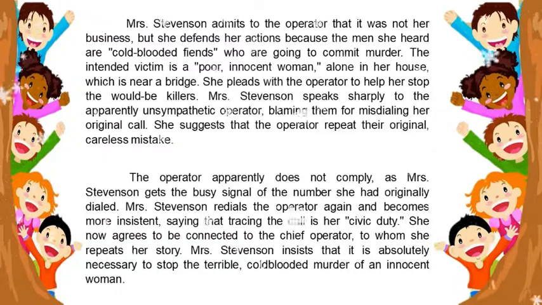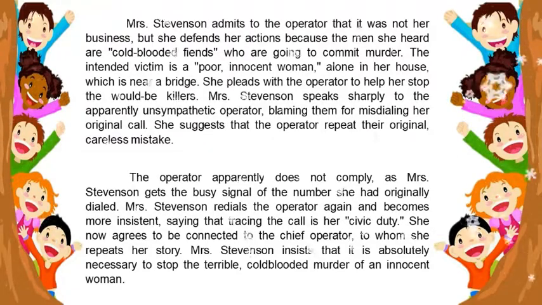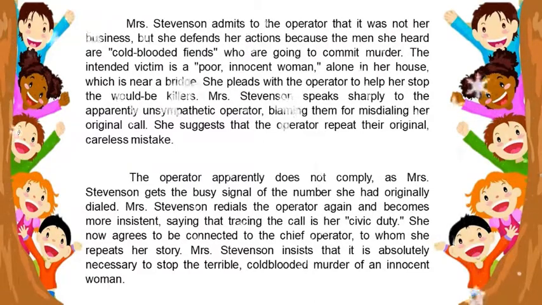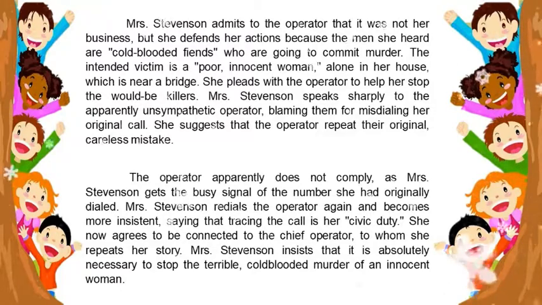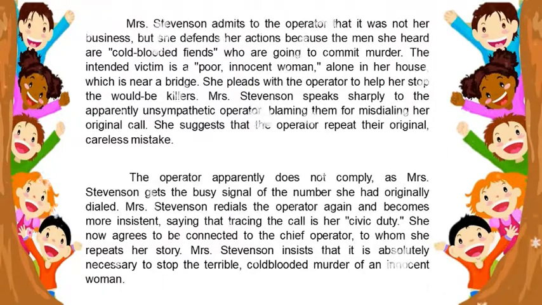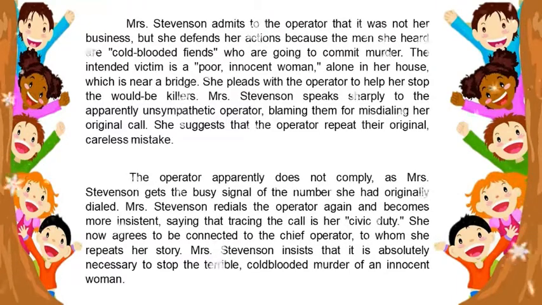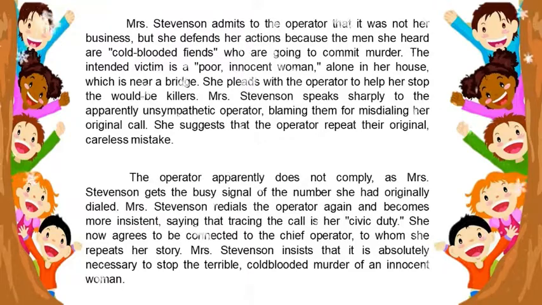Mrs. Stevenson admits to the operator that it was not her business, but she defends her actions because the men she heard are cold-blooded fiends who are going to commit murder. The intended victim is a poor, innocent woman, alone in her house, which is near a bridge. She pleads with the operator to help her stop the would-be killers. Mrs. Stevenson speaks sharply to the operator. She suggests that the operator repeat their original careless mistake.